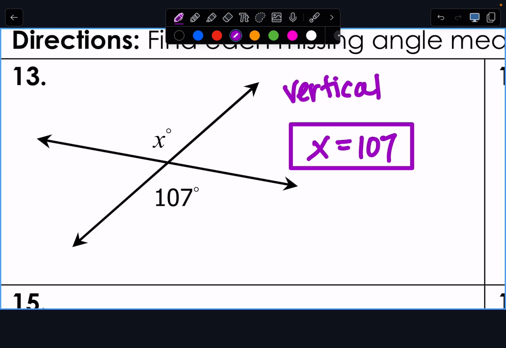Okay? Vertical means we have the same measure. If you messed up, it's okay. I didn't give you a lot of direction. Now you know you need to look for, if there's vertical, make them the same measurement.